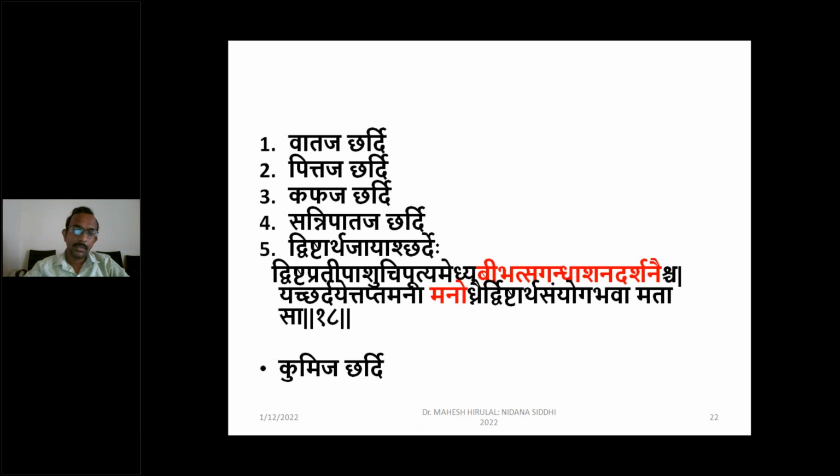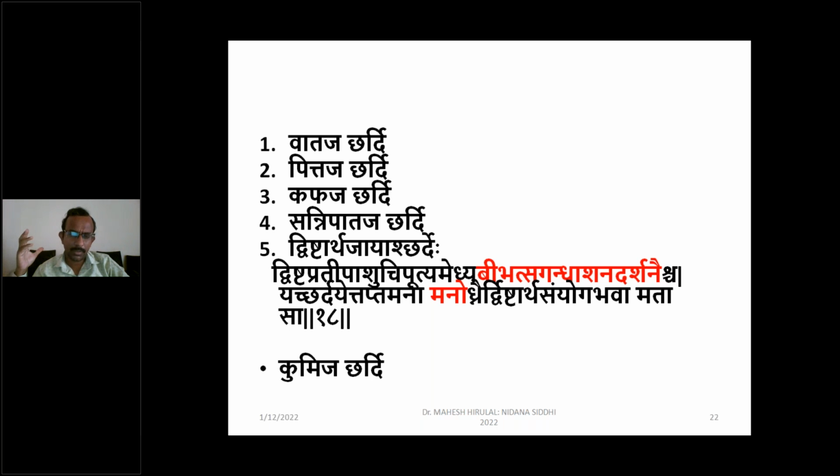If you see the different types of chardi, vataja, pittaja, kaphaja, sannipataja, etc., if it is vataja, there will be a pain dominated, shula dominated chardi. The person will have the shula first, then suddenly there will be the chardi. In pittaja, after the chardi, there will be the burning sensation, daha, etc. In kaphaja, the person will still be having the heaviness.